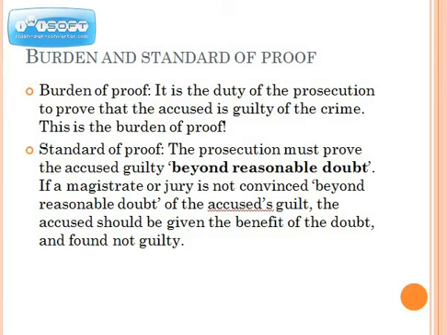Alright, so burden and standard of proof. The burden of proof is the duty of the prosecution to prove that the accused is guilty of a crime. That's pretty straightforward, and I'm hoping that you're all fairly familiar with that concept before your SAC. And the standard of proof, which I just addressed, is that the prosecution must prove that the accused is guilty beyond reasonable doubt. So if the magistrate or jury is not convinced beyond reasonable doubt of the accused's guilt, then the accused should be given the benefit of the doubt and they won't be found guilty.